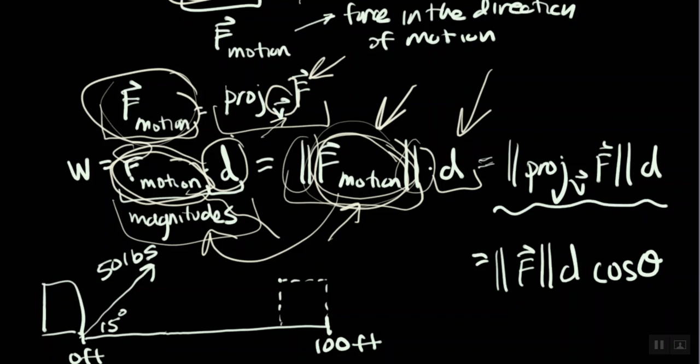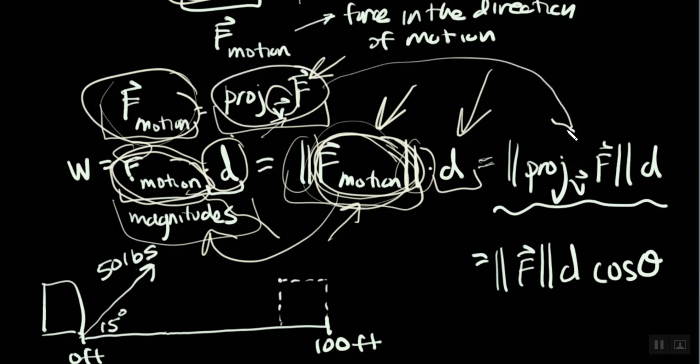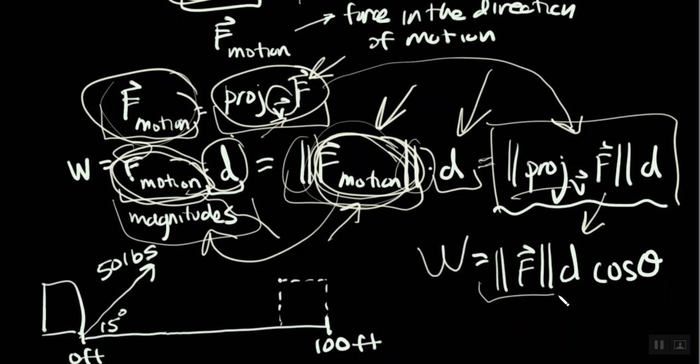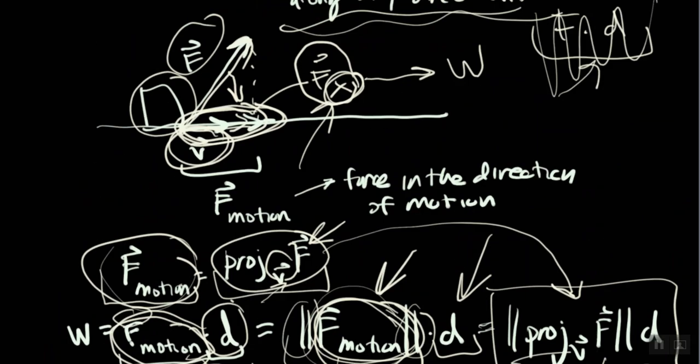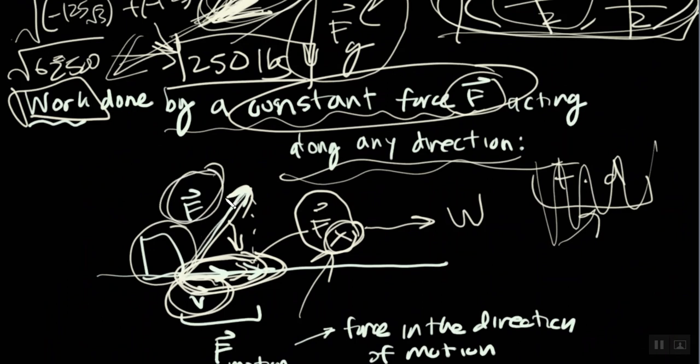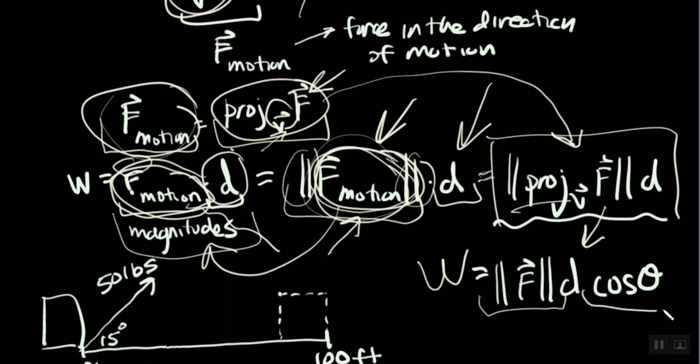And guess what? This vector, which is the vector of the force in the direction of motion, is equal to this as we just discussed. So substitute that in there, and guess what? We have a formula for work in terms of projections. And you can even go as far as to say that the work done is equal to the norm of the original force vector, so the force vector in whatever direction it wants to go, times cosine theta.